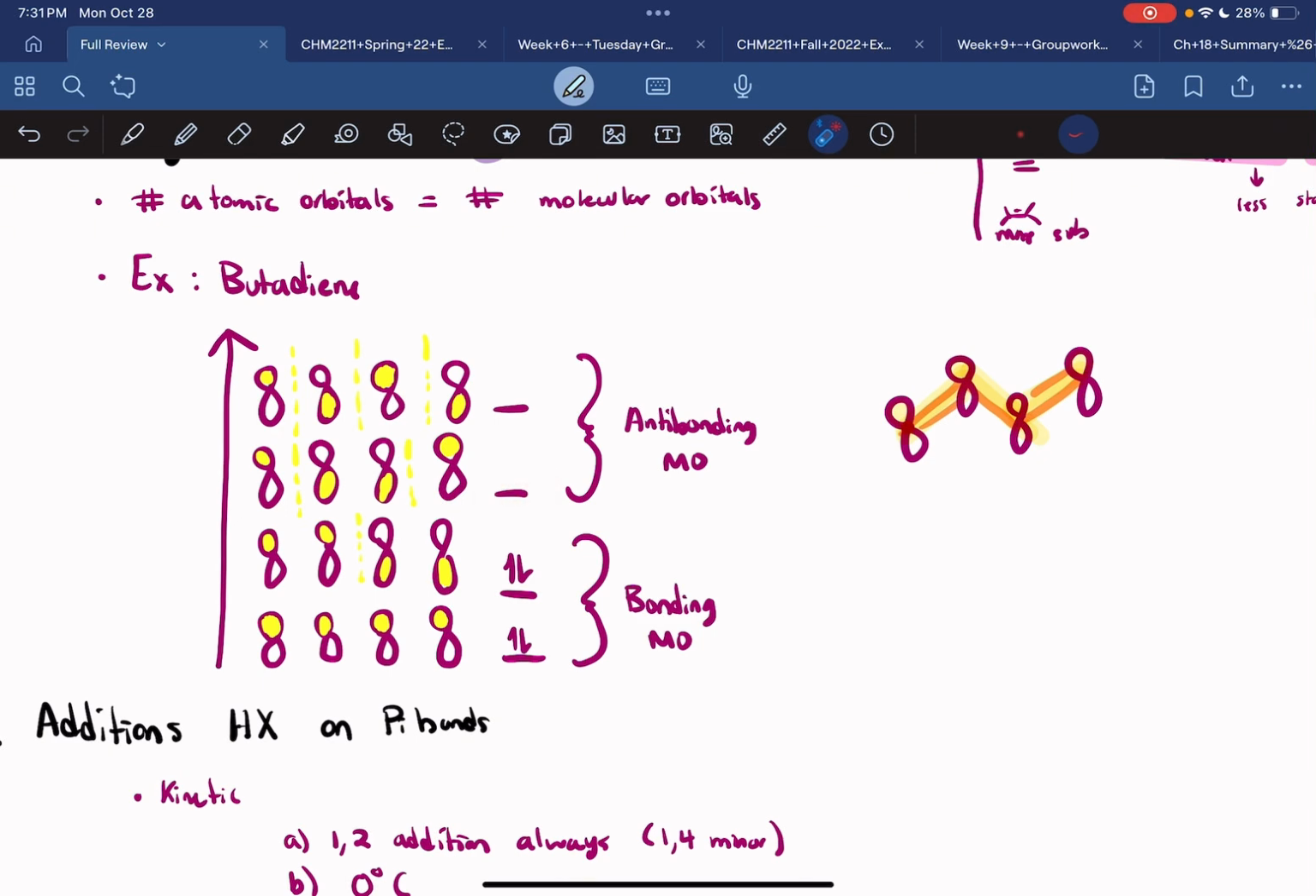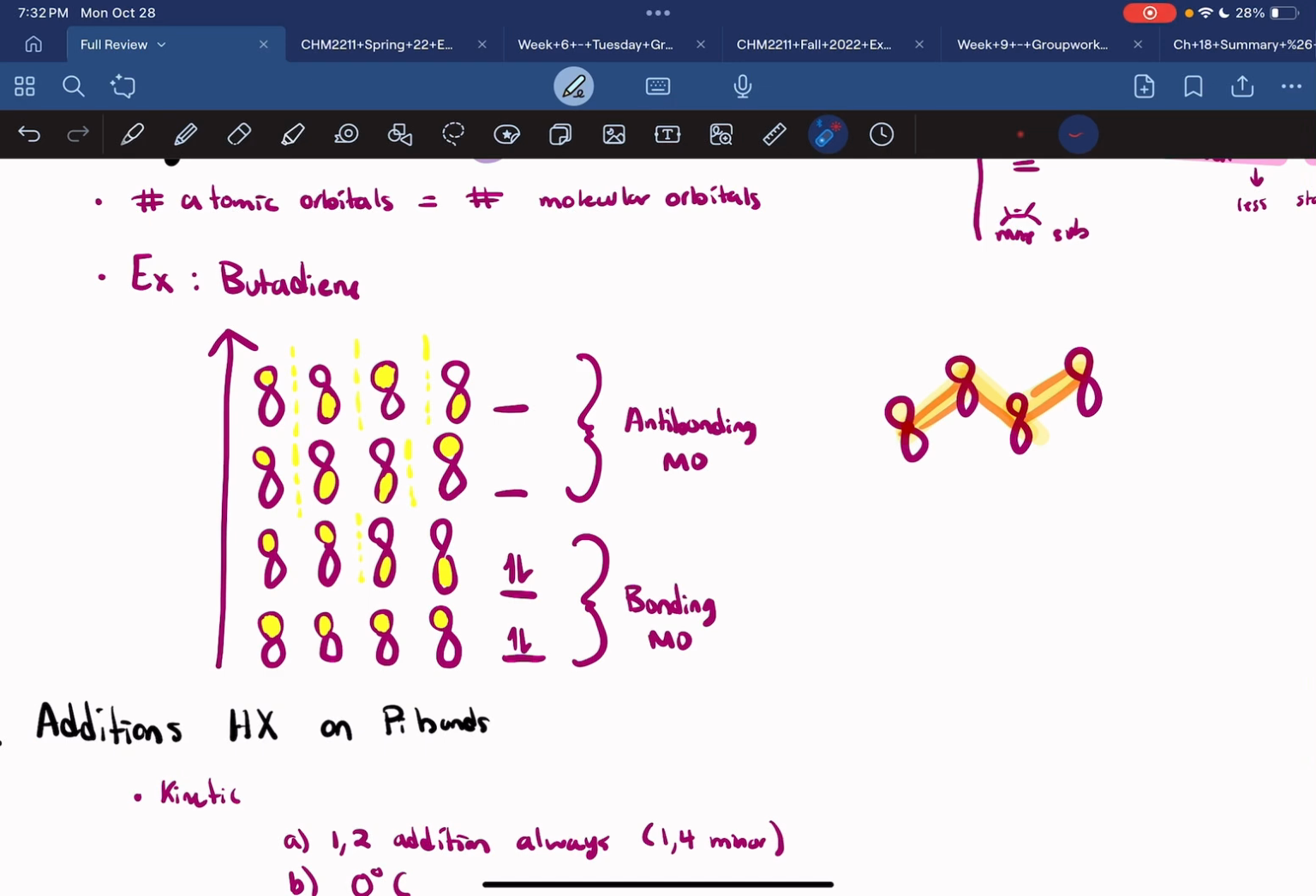So usually on an exam, they'll ask you to identify which one is the highest occupied molecular orbital and which one is the lowest unoccupied molecular orbital, and draw the nodes. So if you say that this is the highest occupied molecular orbital, then you'll have to draw the p orbitals to show how many nodes are on the highest occupied molecular orbital. Same for the lowest unoccupied molecular orbital.